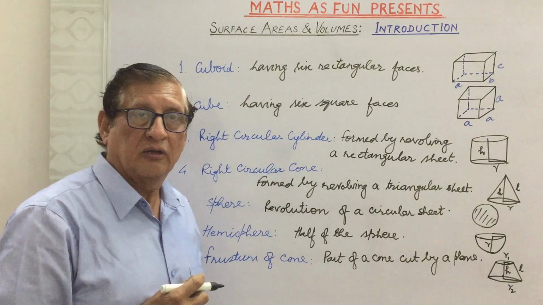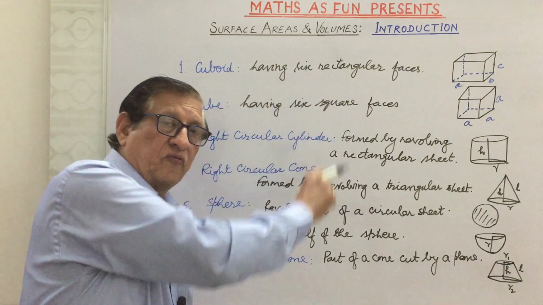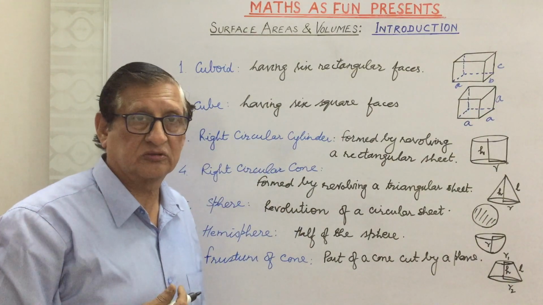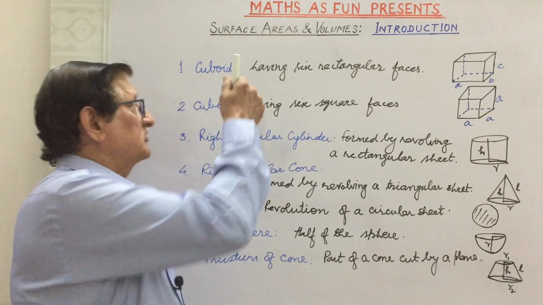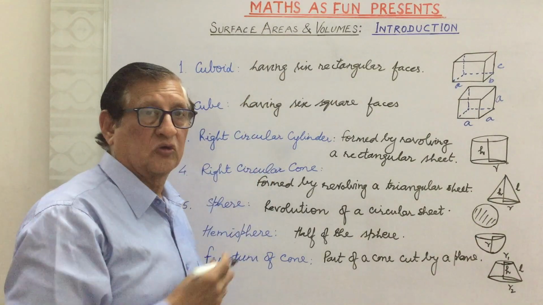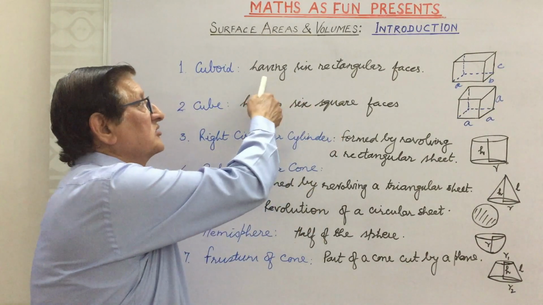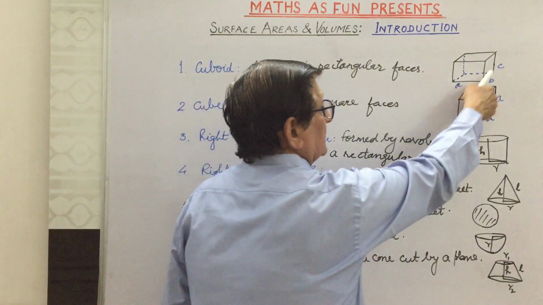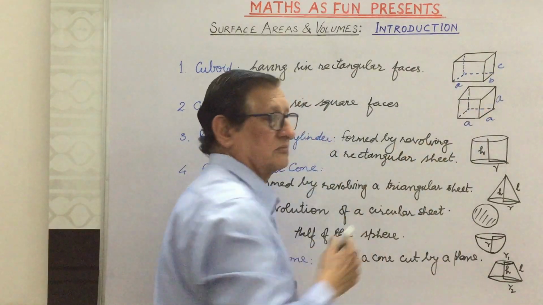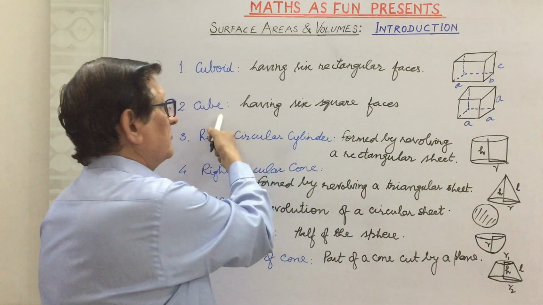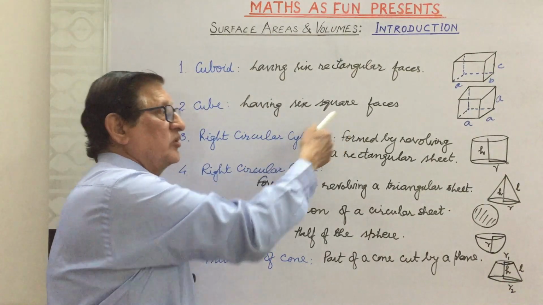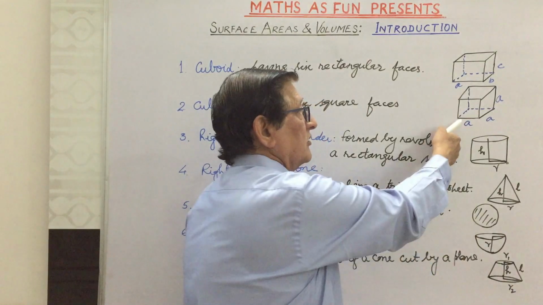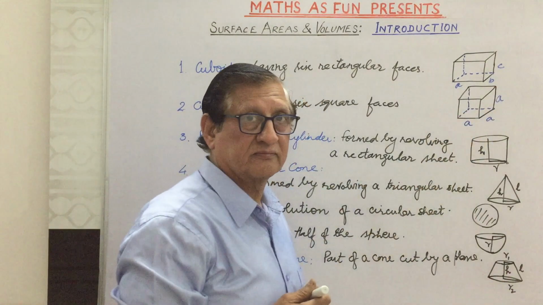The forms of the 3-dimensional objects or solids which we are going to discuss in this particular chapter are cuboid, cube, and others. We will be learning about all these forms in detail one by one in the coming videos. The first one is cuboid. Cuboid actually is a solid having 6 rectangular faces. The length, breadth and the height are different. Cube. A cube is having 6 square faces. It means its length, breadth and height, all the 3 are same. The sides are a each.